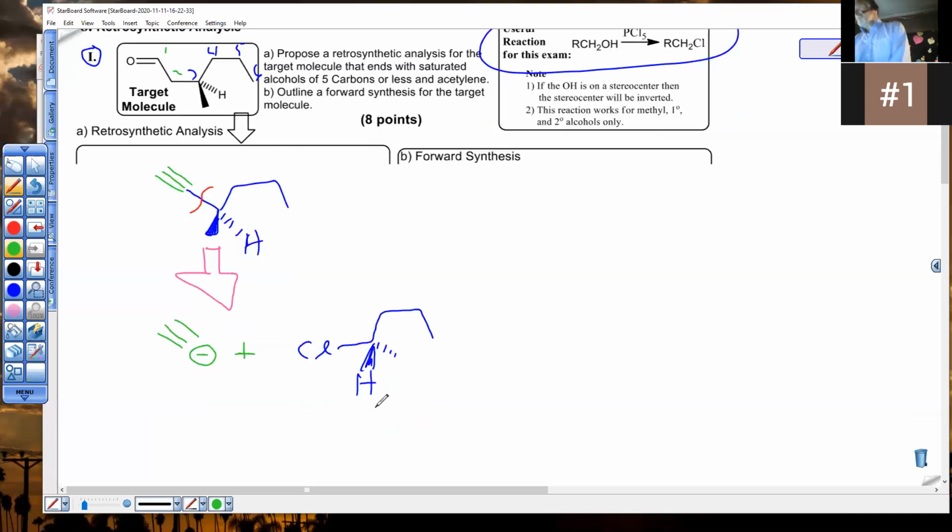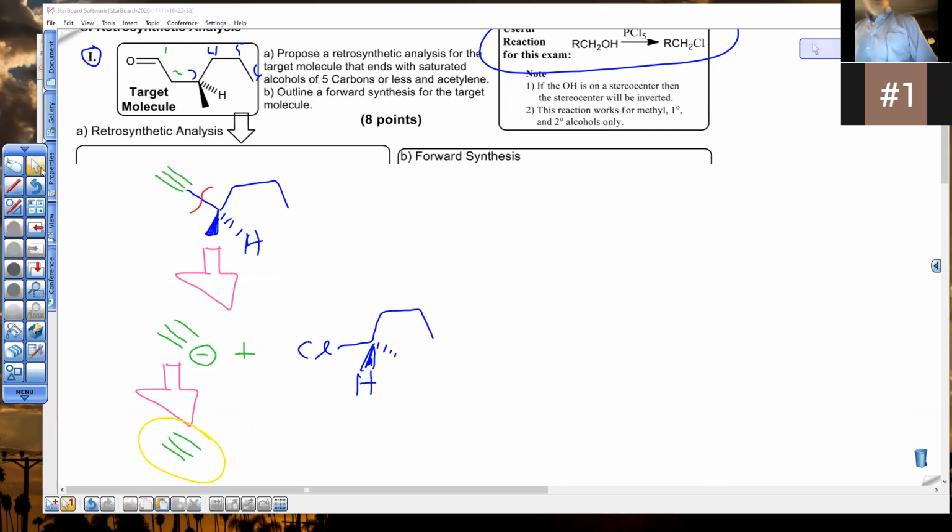Okay, and now these things are not on this list. Do we have a saturated alcohol of 5 carbons or less in these things? No. Do we have acetylene in these things? No. You can't stop here. You can't stop until you end with acetylene, which is used to make acetylide. So you can draw this, acetylene. There you go. Circle it if you want. It's optional. That's on the list, acetylene.